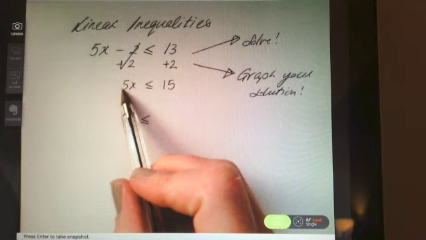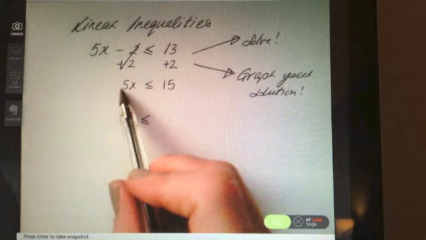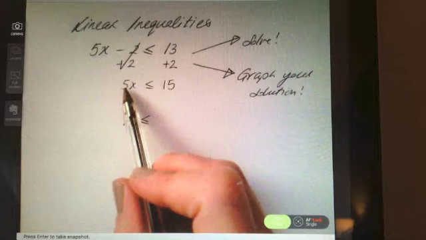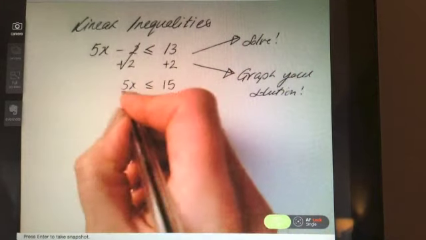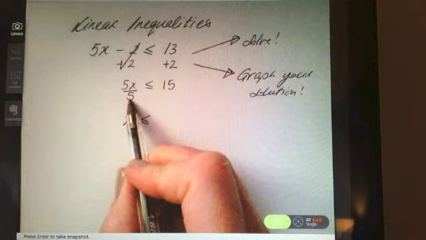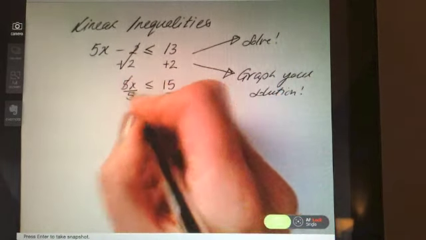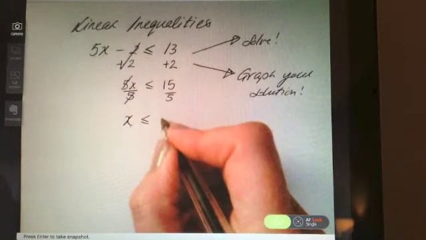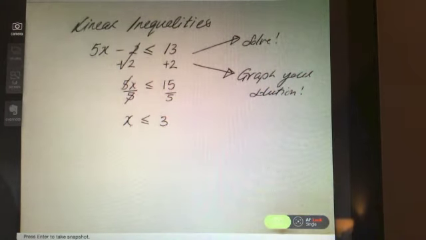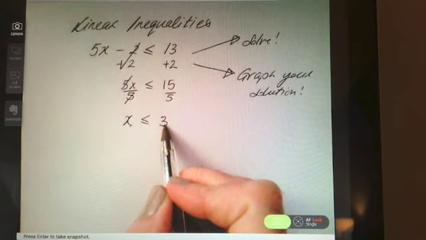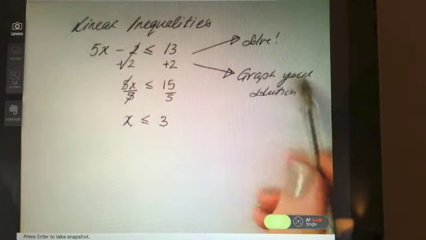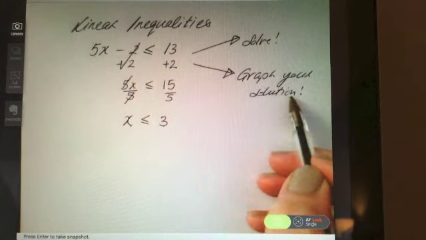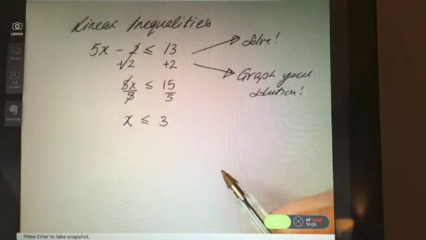Now to get rid of the 5, 5x is the same as 5 times x. Okay, when it's attached like that, it always means it's multiply. So in order to get rid of a times by 5, we divide by 5. If I divide by 5 on the left-hand side, I've got to divide by 5 on the right-hand side. And then that gives me the x on its own, which is always what I'm looking for, and 15 divided by 5 is 3. Okay, so your answer is x is less than or equal to 3. And then we would go about graphing your solution. And you mustn't forget to do that. Even if it's not explicitly asked for in the exam, you should always graph your solution with an inequality.